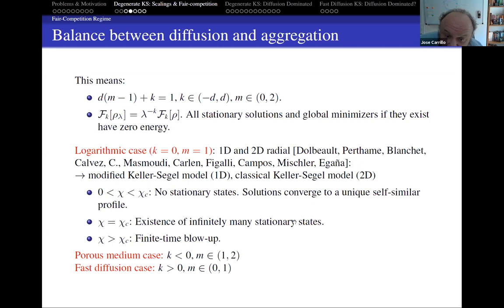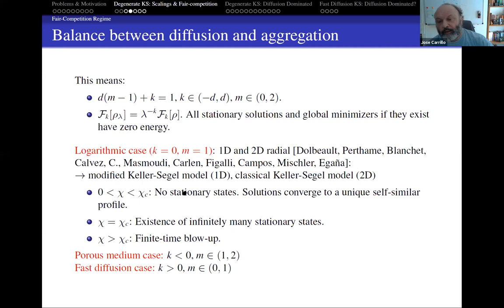And then what you can prove in this whole generality, and I will mention later on where we have published these results, is something that, in brief, if I make a quick summary, is very similar to the case of the classical Keller-Segel model. If chi is between 0 and chi c, what you can show is that there are no stationary states, and that the solutions of the evolutionary PDE diffuse and behave like a certain self-similar profile that can be characterized in self-similar variables as the minimizer of another free energy functional in those variables.